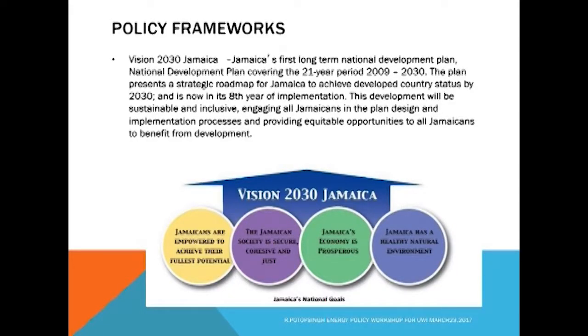I'm just going to touch on some of the policy frameworks very briefly because of time. But when we look at Vision 2030, there are 4 national goals, and these are outlined here. Jamaicans are empowered to achieve their fullest potential. The Jamaican society is secure, cohesive, and just. Jamaica's economy is prosperous, and Jamaica has a healthy natural environment. Within these 4 national goals are various objectives.